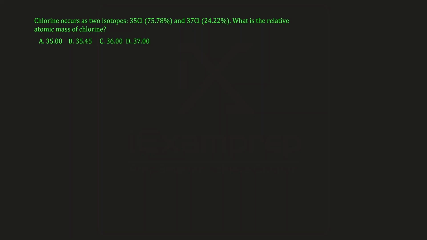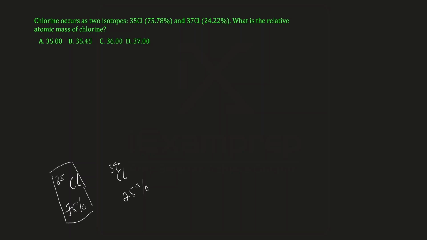For instance, chlorine has 2 isotopes. It has an isotope that has a mass of 35 and another isotope that has a mass of 37. In nature, the isotope that has a mass of 35 is about 75% in abundance, while the other one is about 25% in abundance. So chlorine as an element has this isotope to be more abundant. So we must factor in the abundance.